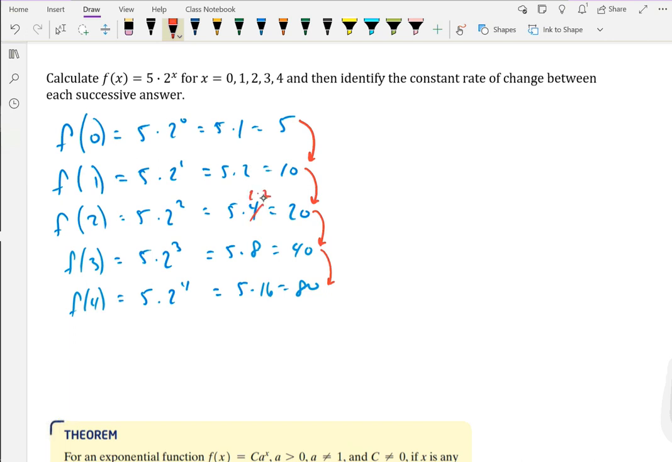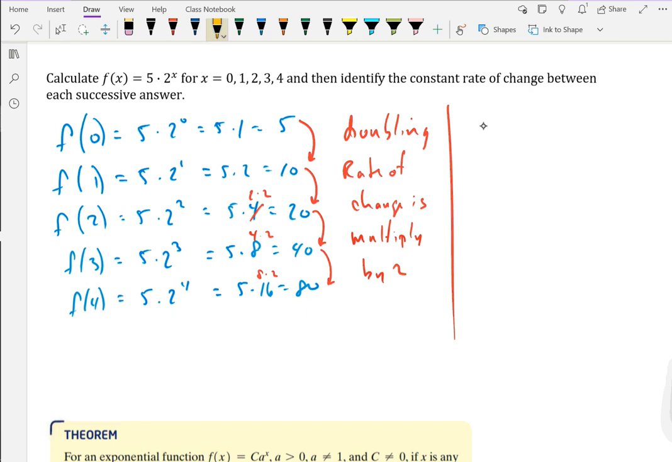4 is the same as 2 times 2, so I had 5 times 2 times another 2. 8 is 4 times 2, so I had what I had previously times yet another 2. 16 is 8 times 2, which is what I had previously multiplied by another 2. So any way we take a look at it, we are doubling each of these. So our rate of change is 2. And I guess I should say we're multiplying by 2.